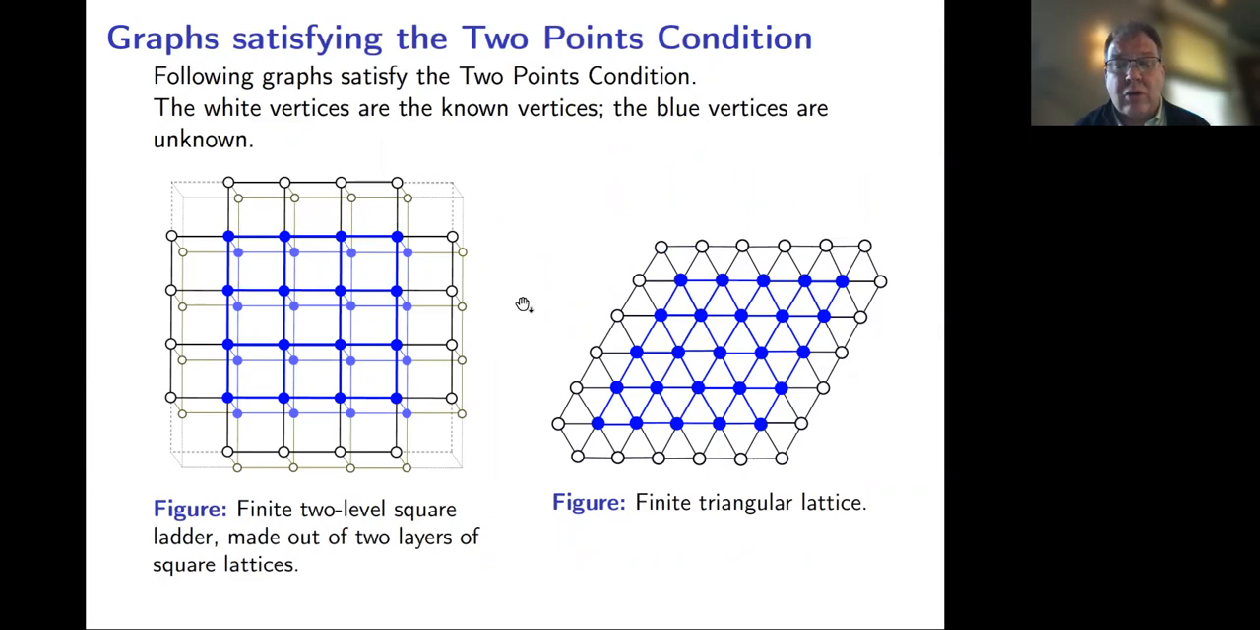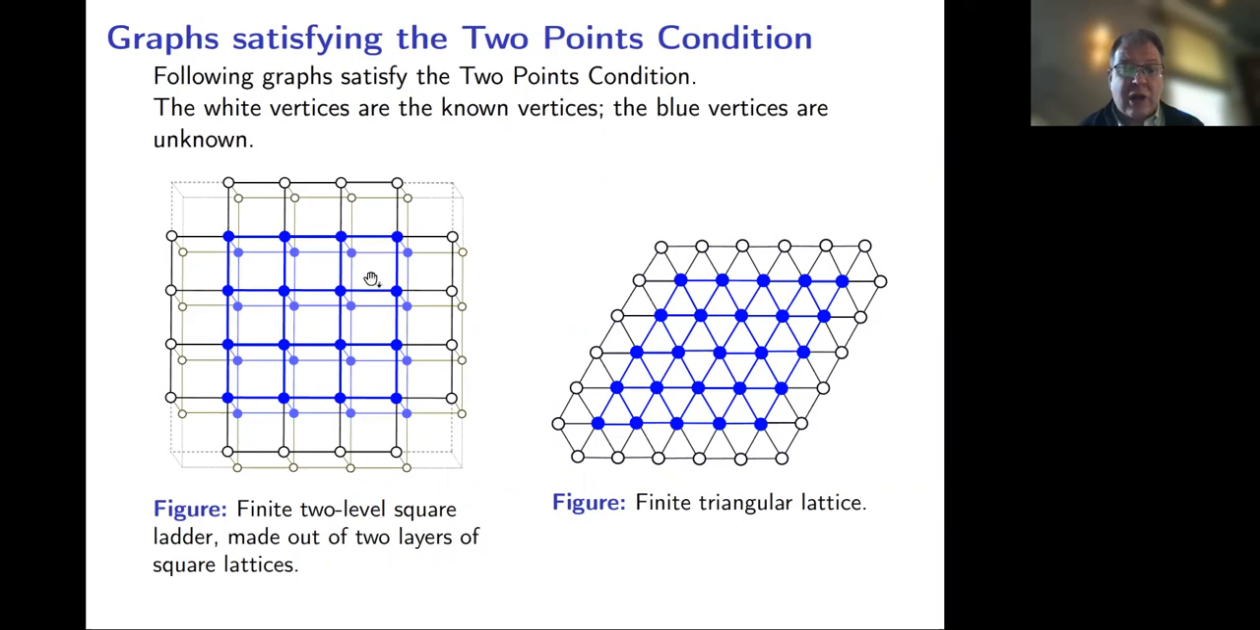There are examples, actually, of lattices that don't satisfy it. For instance, there is the Kagome lattice, whose name comes from Japanese designs of items. That is one example of a standard lattice that doesn't satisfy the two-point condition. But many of the standard lattices do satisfy it.